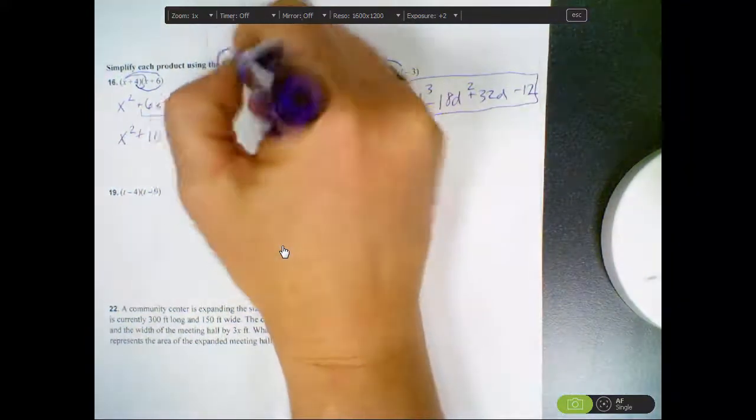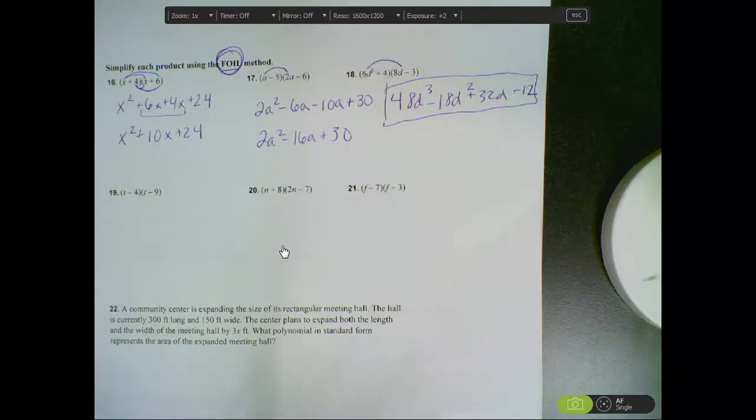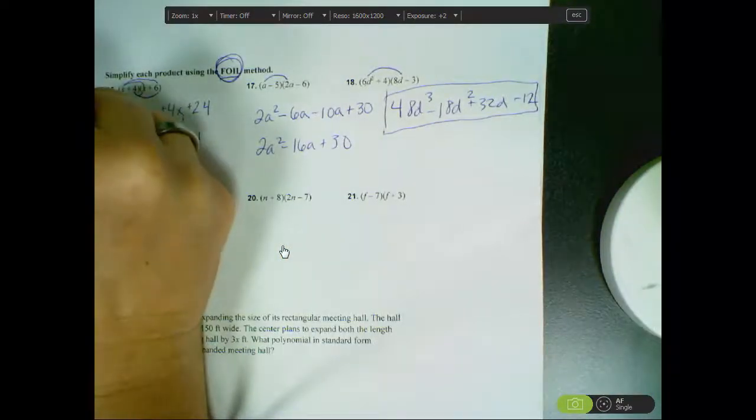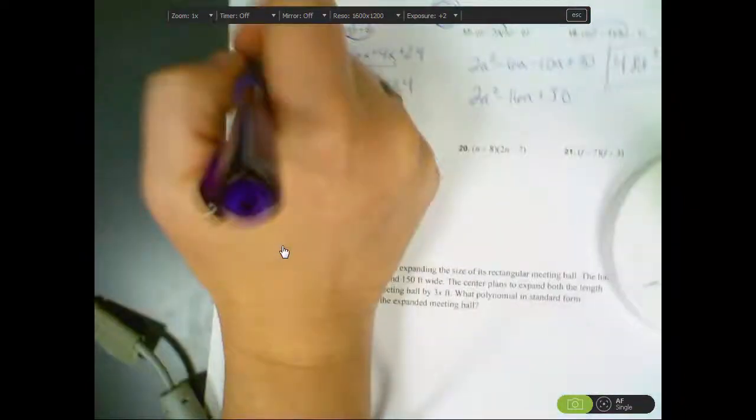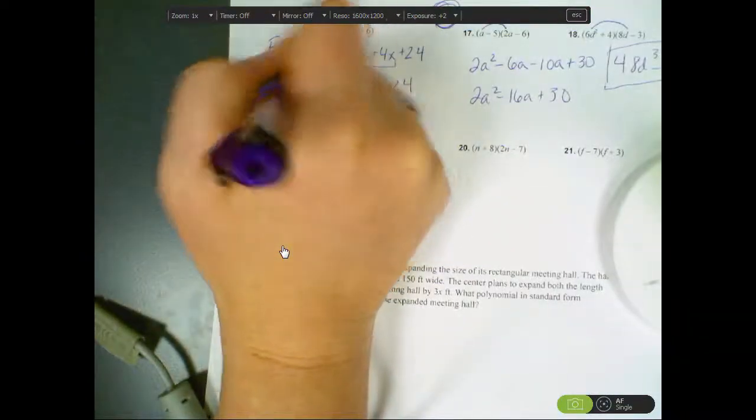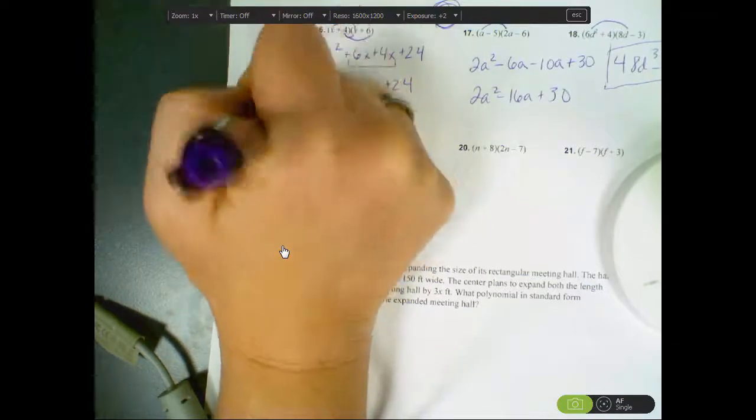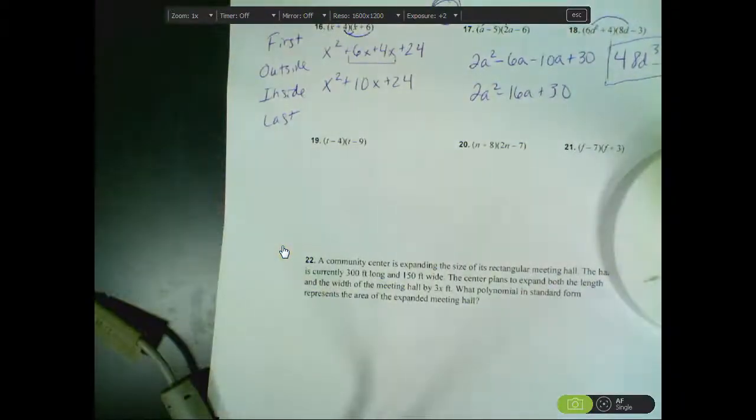Now let's talk about where this FOIL thing comes in. FOIL is an acronym that stands for first, outside, inside, last. Now, if you Google it, some people say first, outer, inner, last. I guess those are the only two options. But the whole point is you're really just distributing.